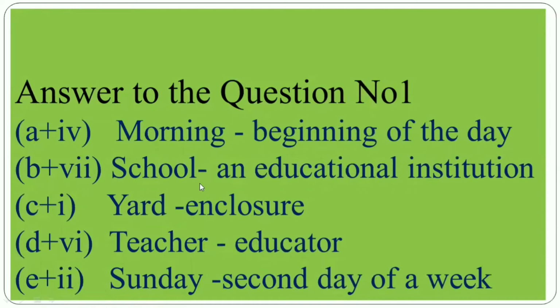Again, I'm telling, A plus 4, morning, hyphen, then beginning of the day. B plus 7, school, hyphen, an educational institution. C plus 1, yard, enclosure. Then D plus 6, teacher, hyphen, educator. E plus 2, Sunday, hyphen, second day of a week. So like this way, you will write the answer, okay?